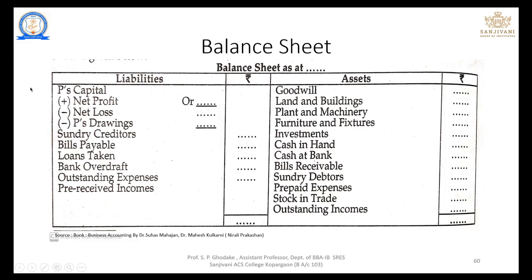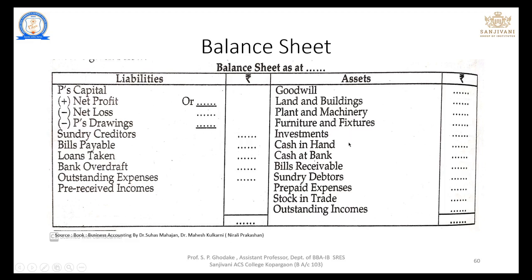In the liability side we have the capital account. Here we can add the net profit which is coming from the profit and loss account. If it is a net loss, then we have to subtract it from capital, and if any drawings were there which are given in the trial balance, we have to subtract those from the capital, and in the outer column we can write this. In the inner column we can do the adjustments. Then we have all the liabilities like sundry creditors, bills payable, loan taken, bank overdraft, outstanding expenses, pre-received income, those are on the liability side.